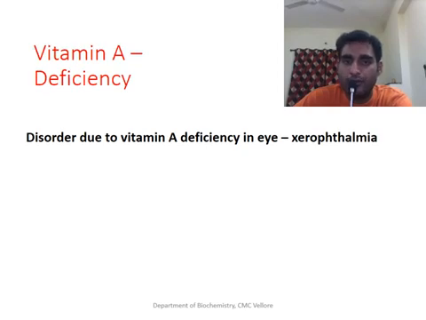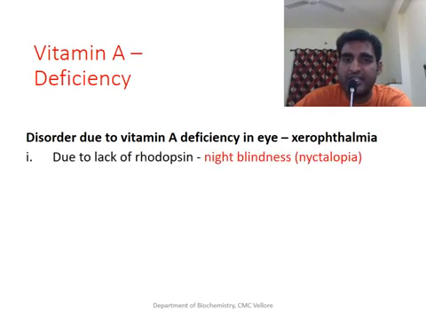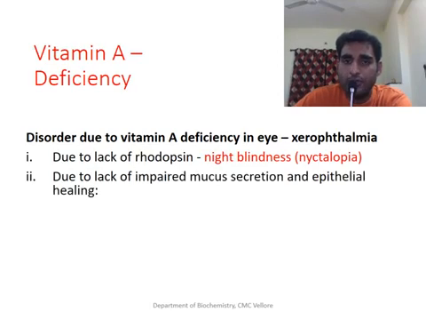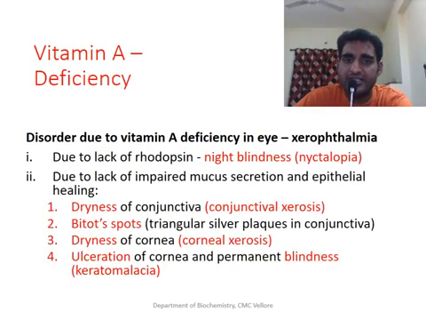Due to lack of rhodopsin, it affects vision in low lights and hence night blindness, also called nyctalopia. Due to its role in epithelium, when it's deficient, the tear secretion and cornea and conjunctiva are affected, leading to dryness, ulceration, and eventually permanent blindness.